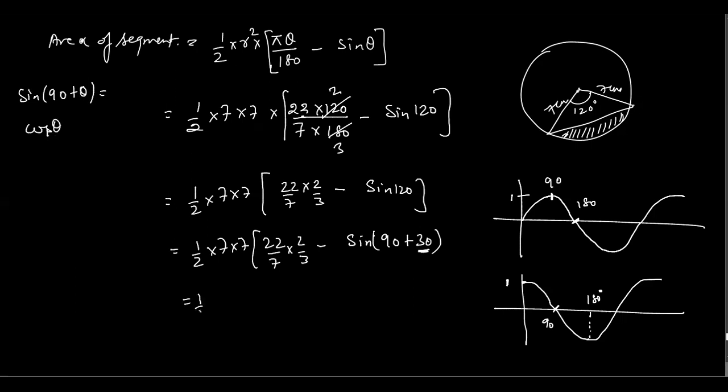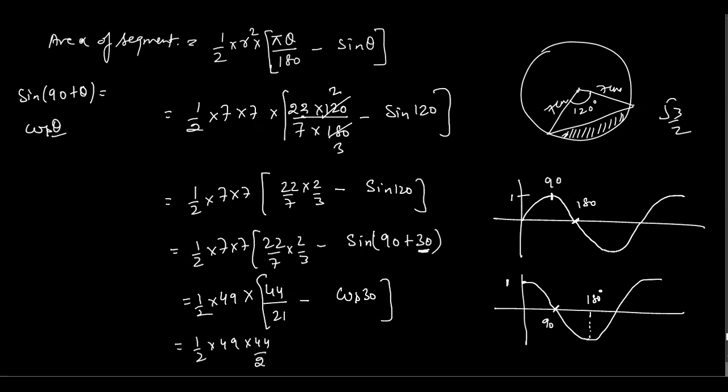So you can write here half into 49 into 44 by 7, 3 7s are 21, minus, okay, this is in the bracket, 21 minus sine 30. Sorry, this will be equivalent to cos theta, and theta is 30 degrees here. So you can write here cos 30. Cos 30 की जो value होती है that is √3/2. So you have to place this value: half into 49 into 44 upon 21 minus half into 49 into 44 upon 21 into √3/2, and solve it please.